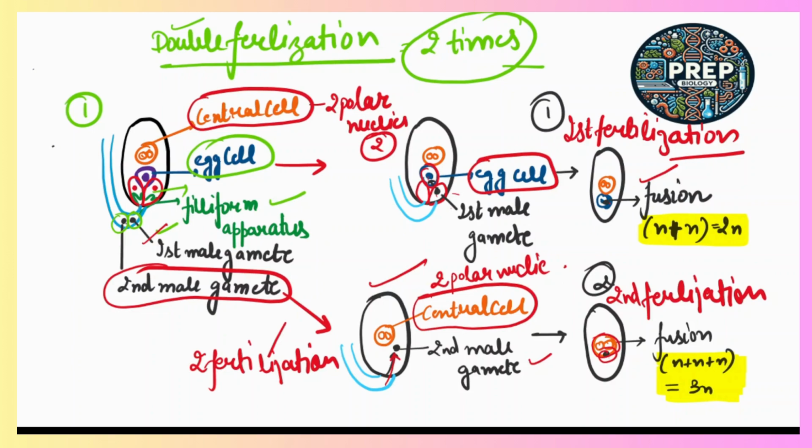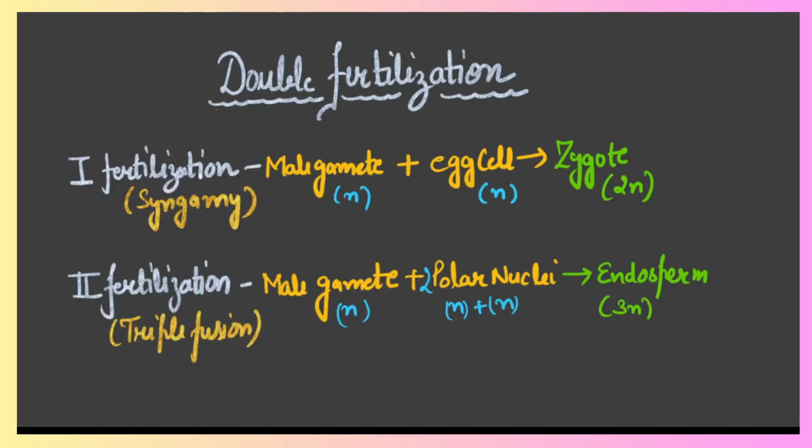Now, in double fertilization, this is the first fertilization process and this is the second fertilization process. That's why we can say that two fusions occur in the embryo sac, and that is why this process is called double fertilization.